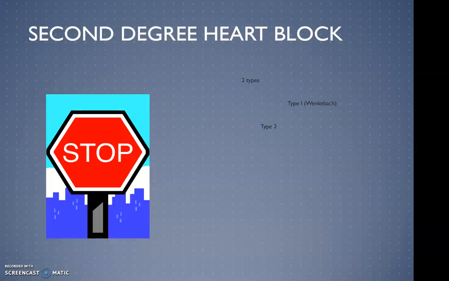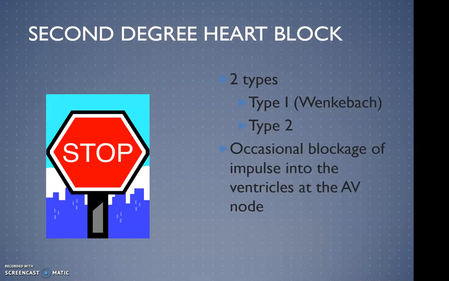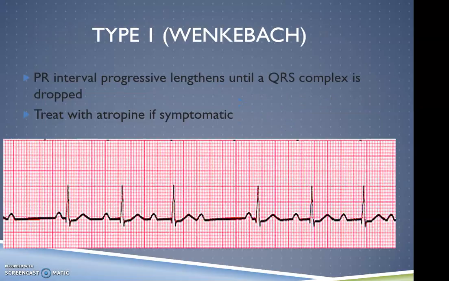Then in second degree heart block, there are 2 types, type 1 or type 2. Type 1 is known as Wenckebach. There is an actual blockage of the impulse through the AV node, and it's occasional. So some impulses will go through and some don't. With type 1 or Wenckebach, what happens is the PR interval progressively lengthens until a QRS complex is dropped.